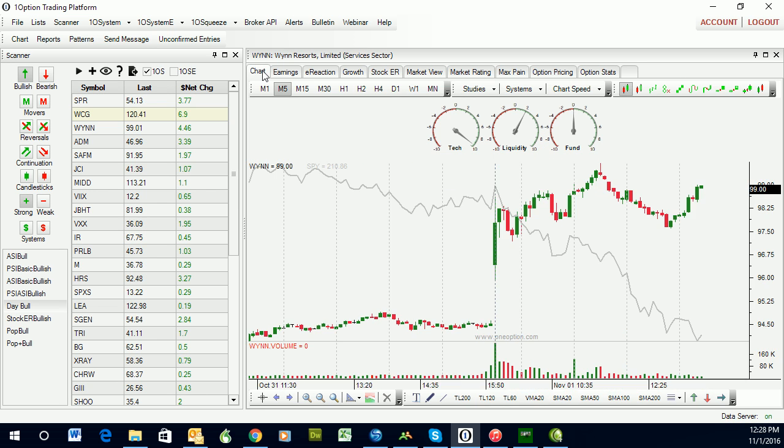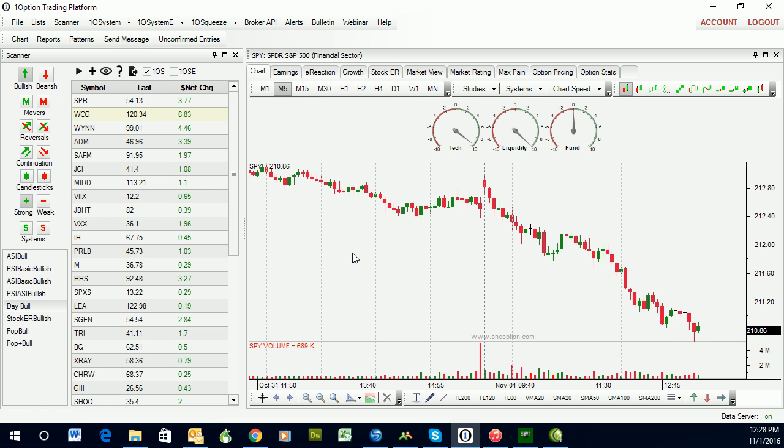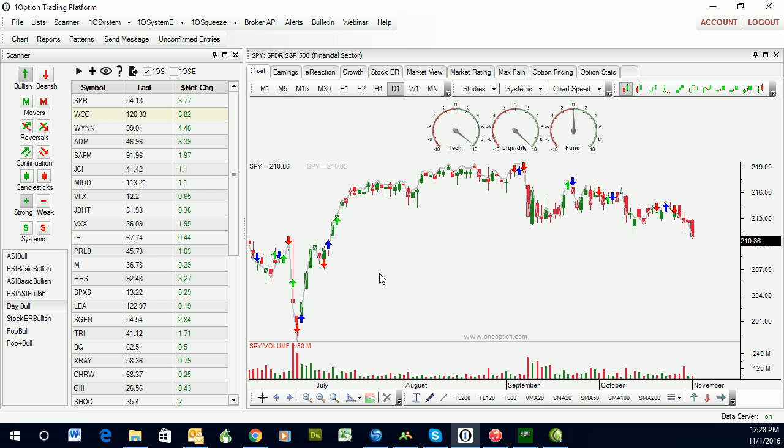But before I do that, something I always preach every single day is market first, market first, market first. Every single thing that we do starts with the market. So I have to get my bearings on what the heck the SPY is doing, the S&P 500 depository receipt.